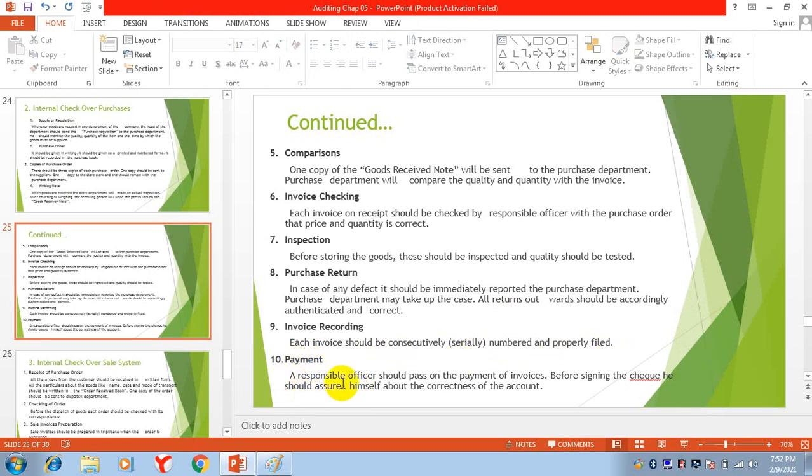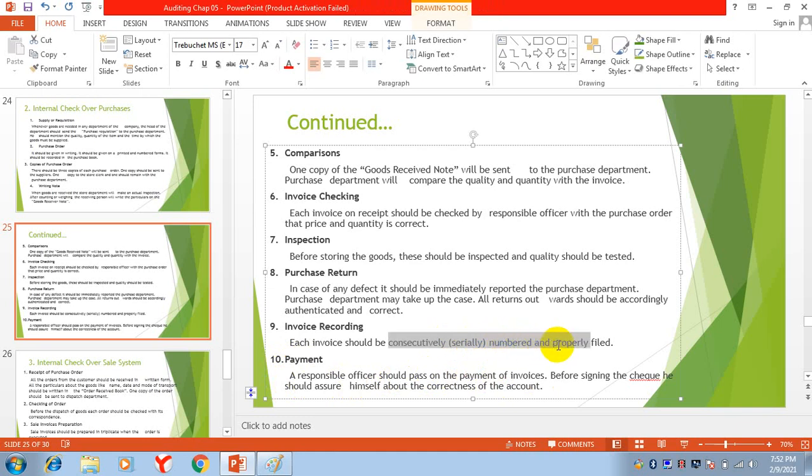Payment. A responsible officer should pass on the payment of invoices. Now, when there are invoices, it means that you are purchasing goods on credit. After some time you will make payment. So here a responsible officer should pass on the payment of invoices. He will pass on the payment. He is responsible for the payment.